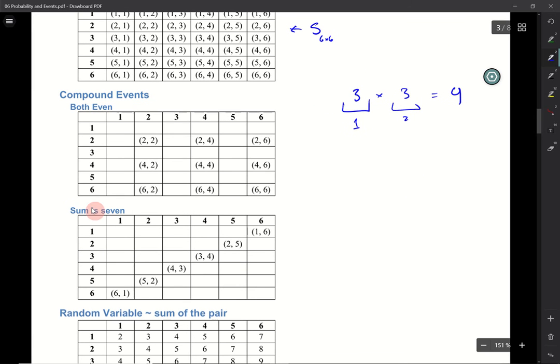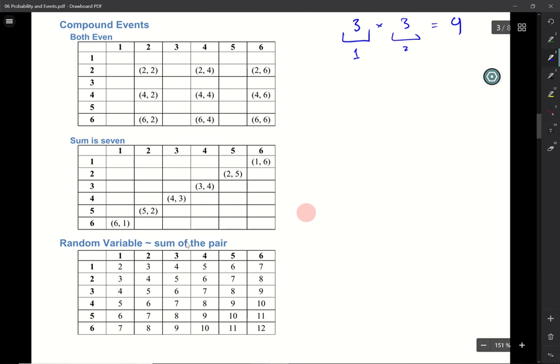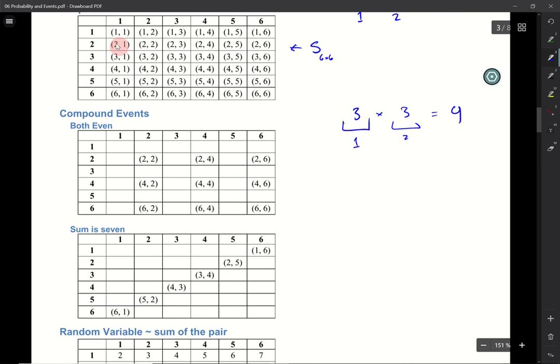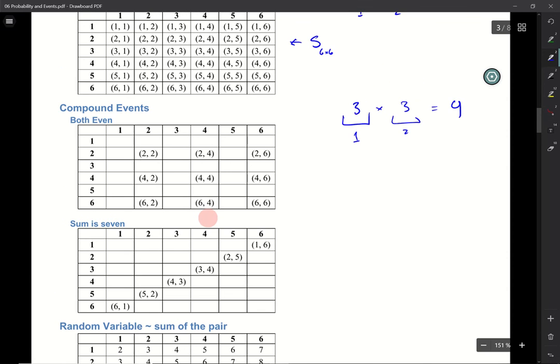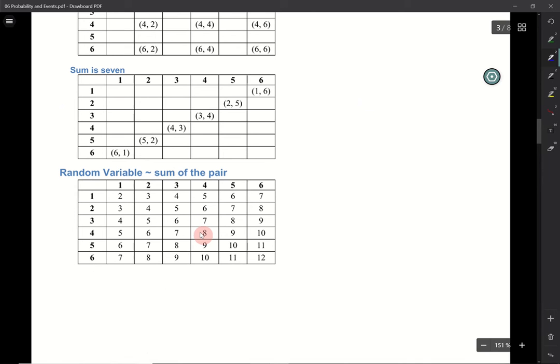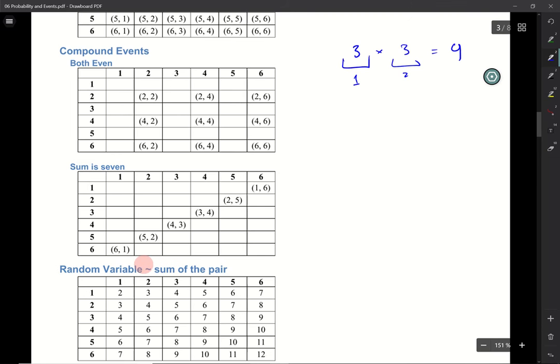Another compound event could be the sum is 7. So if you get a 6 and a 1, a 5 and a 2, 4 and a 3, 3 and a 4, 2 and a 5, 1 and a 6, those are where your 7s are. Another random variable could be the sum. So we add them up. So we take 1 plus 1, 2 plus 1, 3 plus 1, 4 plus 1, 5 plus 1, 6 plus 1, and we get 2, 3, 4, 5, 6, 7, right? And then we just add them up. So this is a random variable, or one of many possible random variables on this sample space.